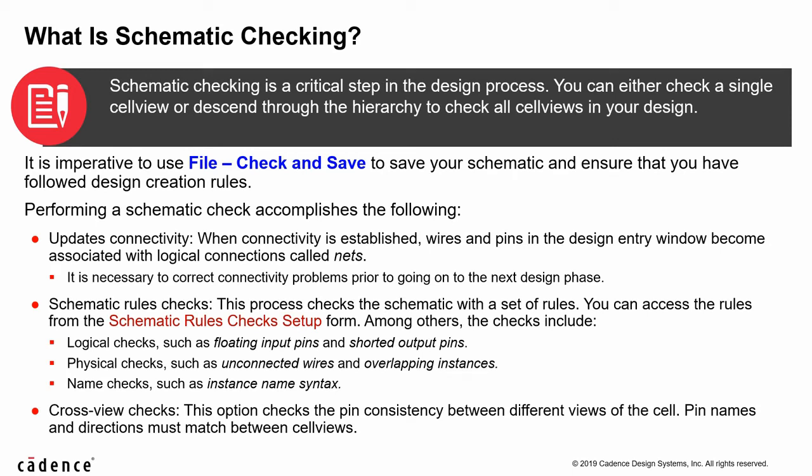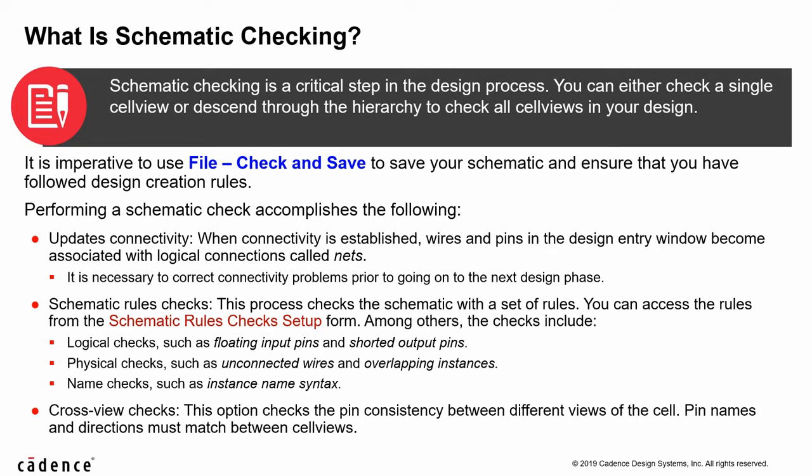Before you proceed with netlisting, you need to ensure that the schematic is laid out correctly, connectivity is honored and meets the schematic rules check. You need to click on the check and save button or choose check and save from the file menu for this. Schematic checking is a critical step in the design process. Either check a single cell view or descend through the hierarchy to check all the cell views in your design.